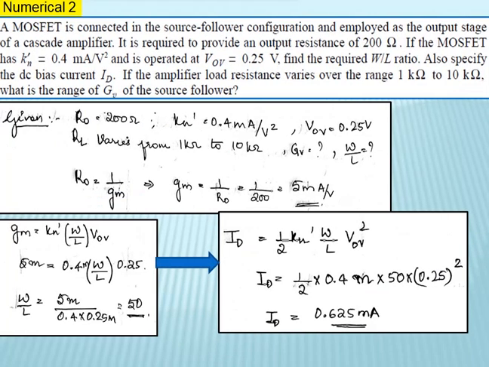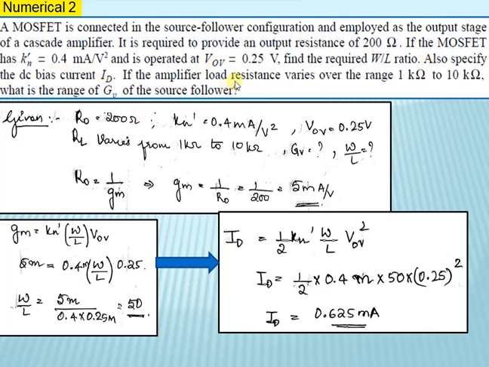The next numerical says that a MOSFET is connected in the source follower configuration and is employed as an output stage of the cascade amplifier, and it is required to provide an output resistance of 200 ohms. If the MOSFET has Kn dash equal to 0.4 milliamps per volt square and is operated at an overdrive voltage of 0.25 volt, find the W by L ratio, that is the transistor aspect ratio, and also specify the DC bias current ID.